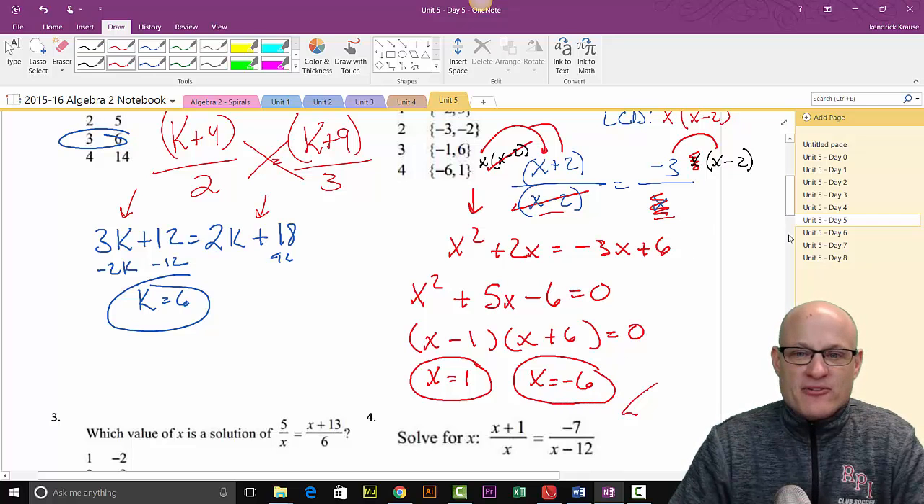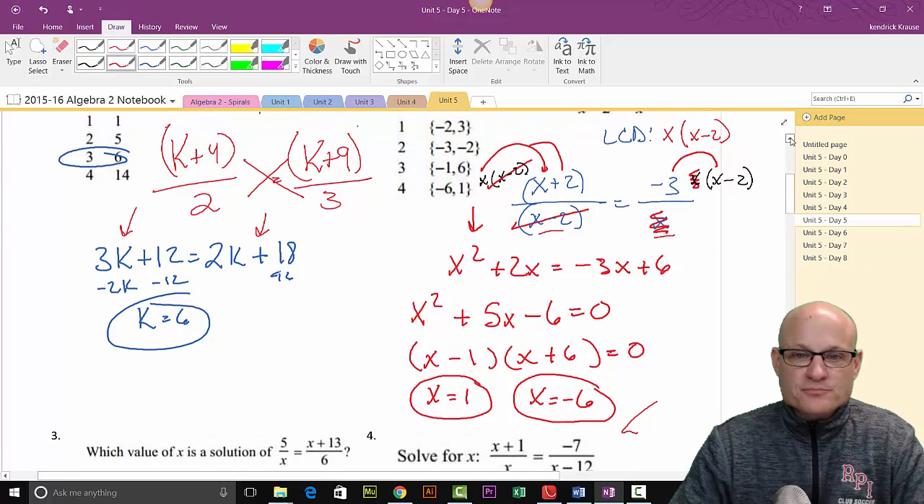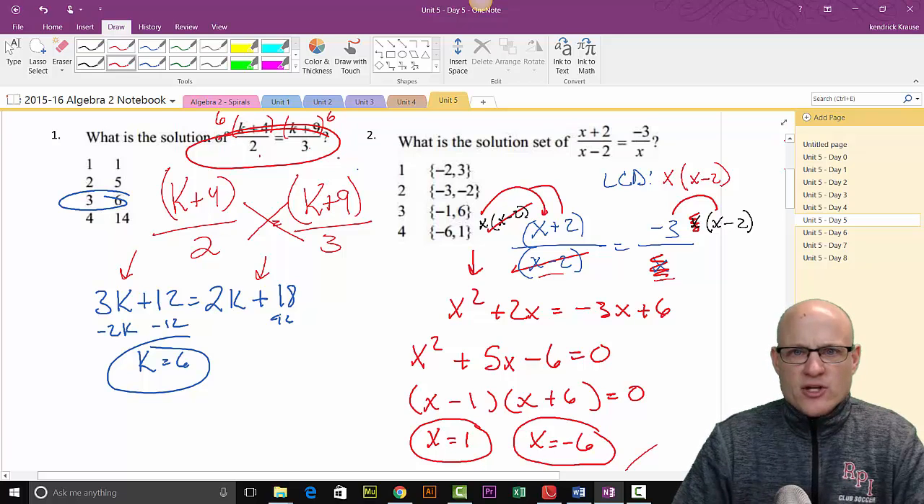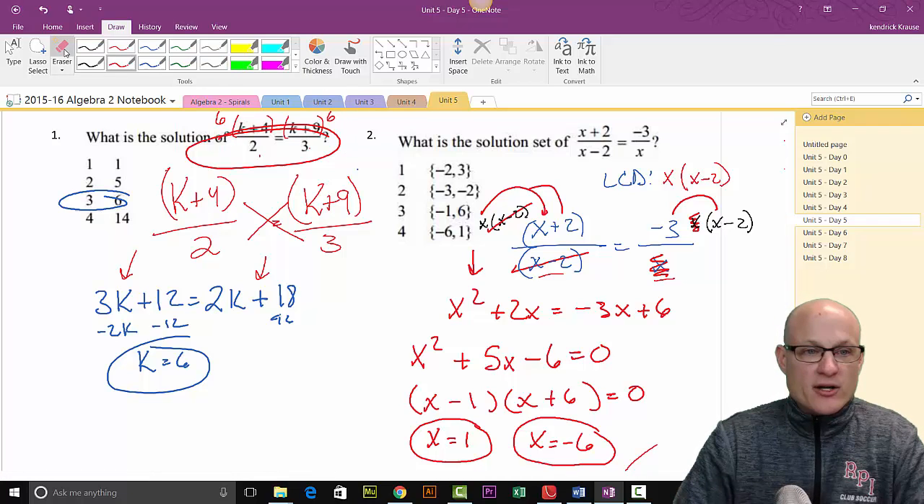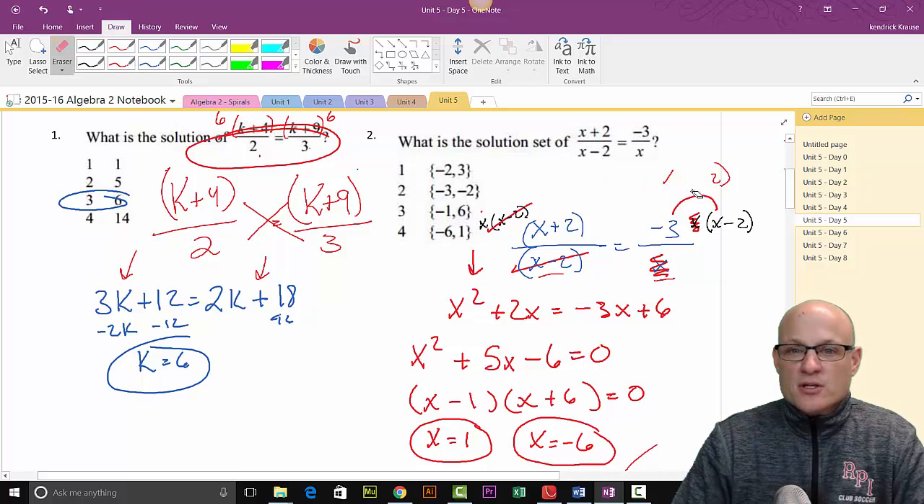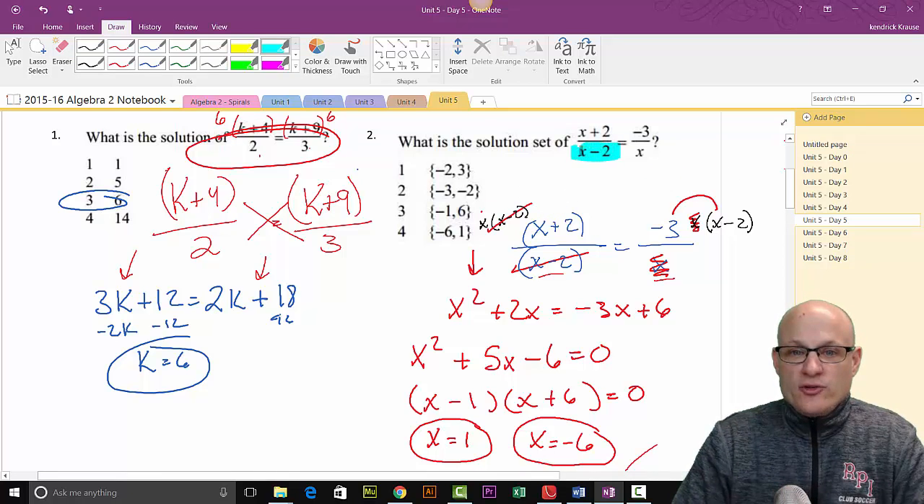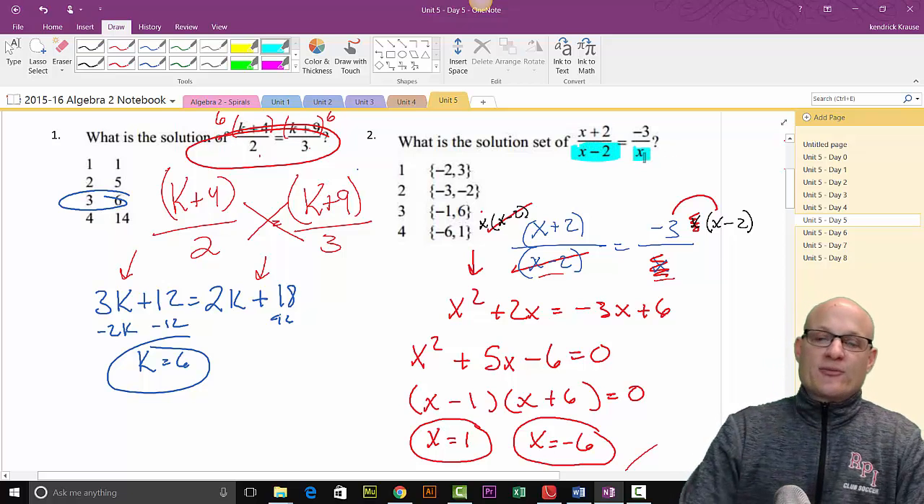Now, I have to be very, very careful, especially when you're working with fractions. I didn't have to worry about it over here because I had constants, only plain old numbers in the denominator. But over here, what I have in the denominator is x minus 2 and x.